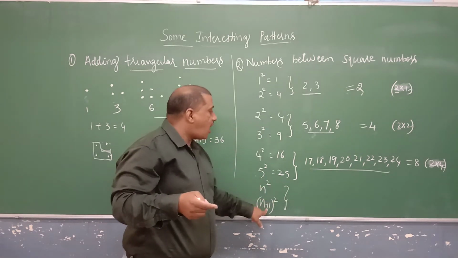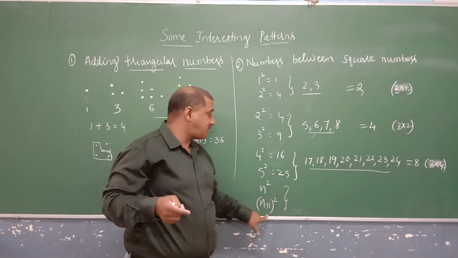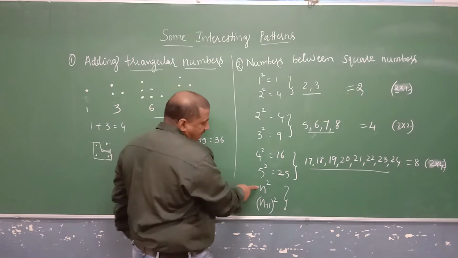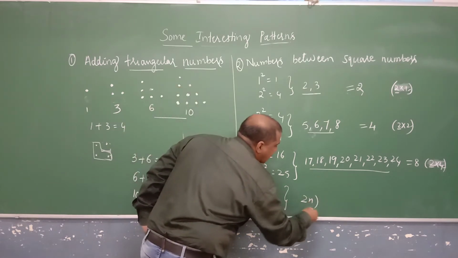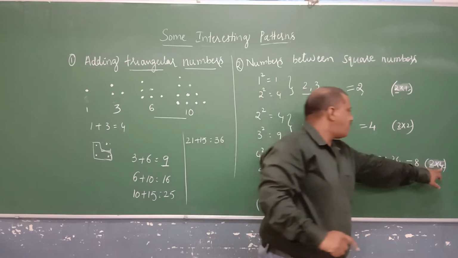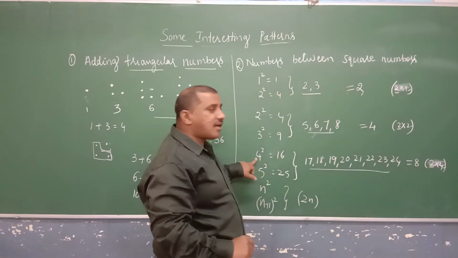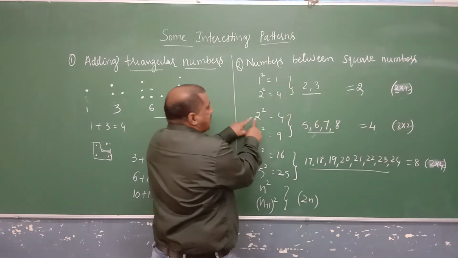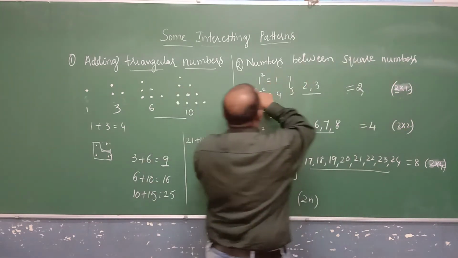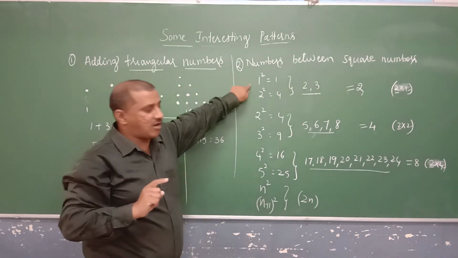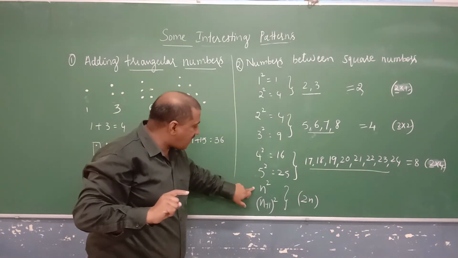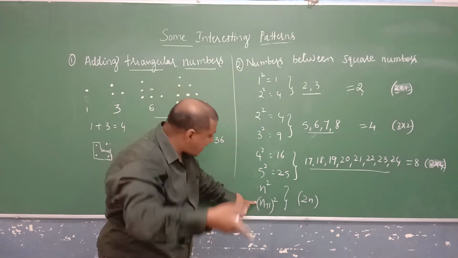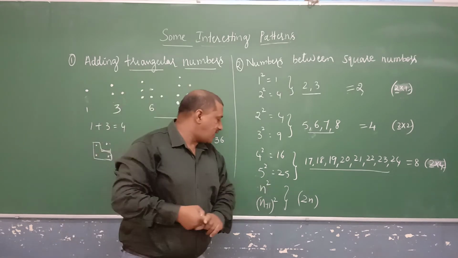Between these two, how many non-perfect square numbers are there? Twice the n, 2 times the n. Why is it 2 times the n? If you observe here, 4 represents what? The first number in these two numbers, 4 square and 5 square. Here 2 is the first number, and 1 in 1 square means it is the first number here. So n and n plus 1 are two successive natural numbers whose squares are n square and (n plus 1) whole square.